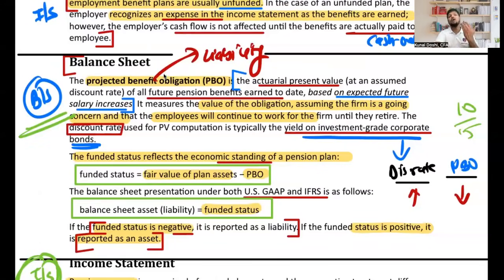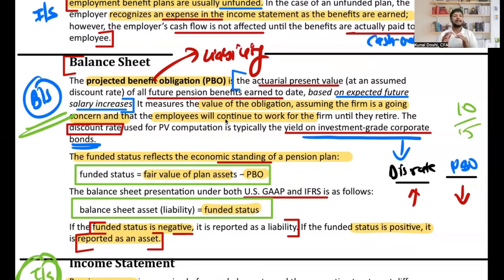And then according to that, the company has created some assets to pay this pension. That is called plan assets. Okay. So PBO, projected benefit obligation, and fair value of plan assets together will determine what your funded status is.